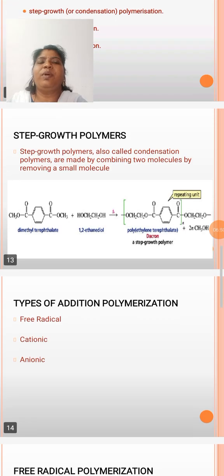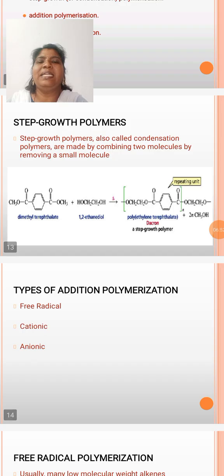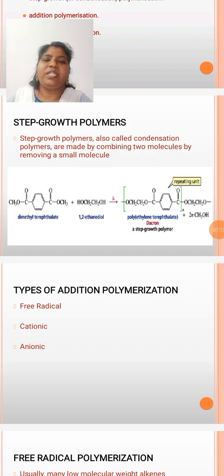Step growth polymers are also called condensation polymers. They are made by combining 2 molecules by removing a small group or small molecule, for example water, methanol and so on. Here we are taking the example of dimethyl terephthalate. When it is treated with 1,2-ethane diol, the polymerization will take place only under particular pressure and temperature.